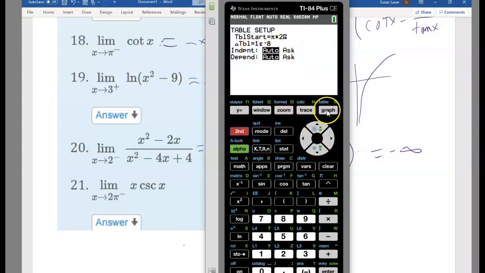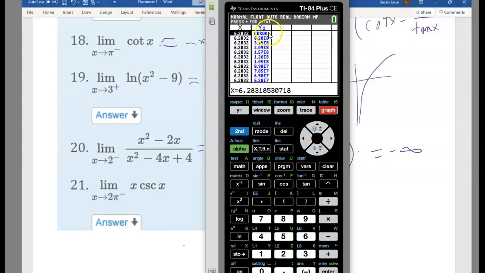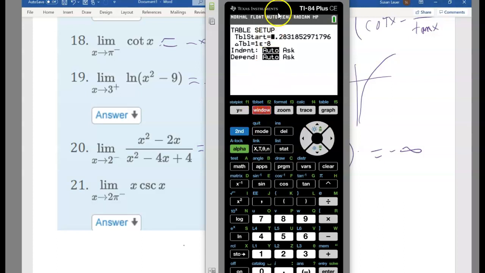So second table. And I can see this is 6.28 times 10 to the 8. And before, it's probably the same 6.28 times 10 to the 8. What it looks like it's doing is getting bigger and bigger. This times 10 to the 8 means it's probably going off to infinity. And you can try a smaller delta table and see if that's true.